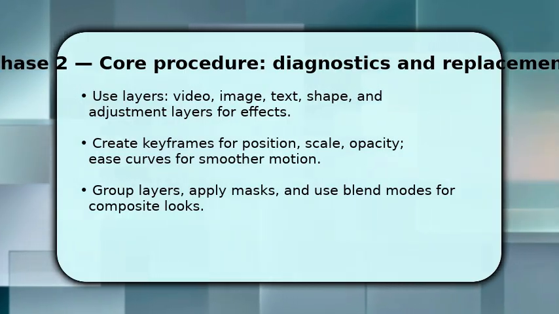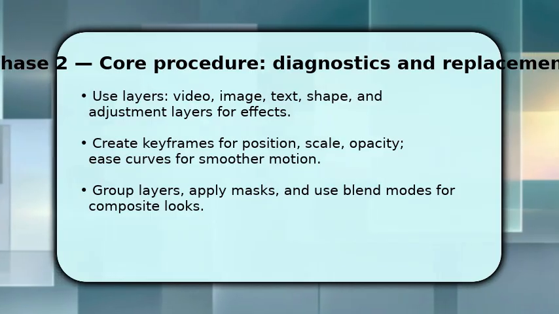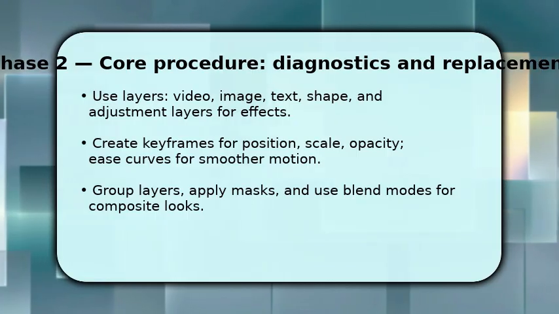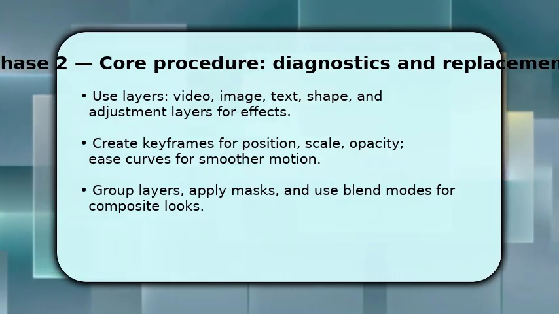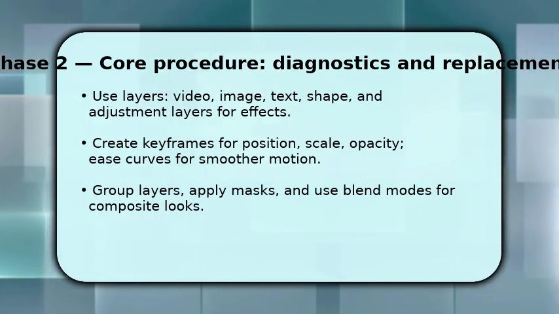Group related layers and apply masks to reveal parts of clips, then try blend modes to composite color and light. Once you see the rough animation, fine-tune timing by nudging keyframes and adjusting curve handles. This yields a polished middle section before exporting.